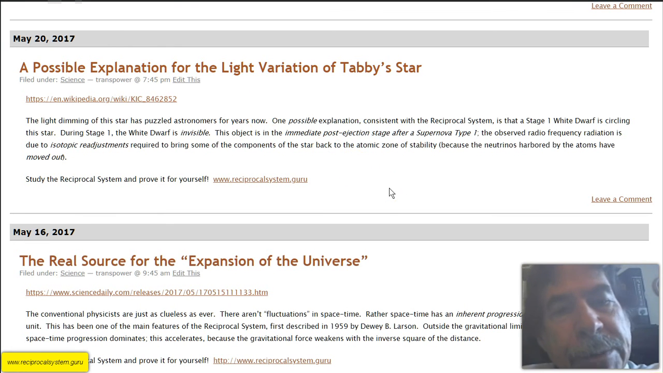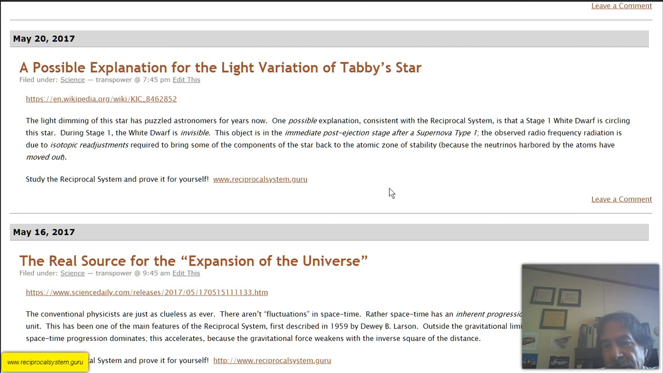The light dimming of the star has puzzled astronomers for years now. One possible explanation, consistent with the reciprocal system, is that a stage 1 white dwarf is circling the star. During stage 1, the white dwarf is invisible. This object is in the immediate post-ejection stage after supernova type 1. The observed radio frequency radiation is due to isotopic readjustments required to bring some of the components of the star back to the atomic zone of stability, because the neutrinos harbored by the atoms have moved out.